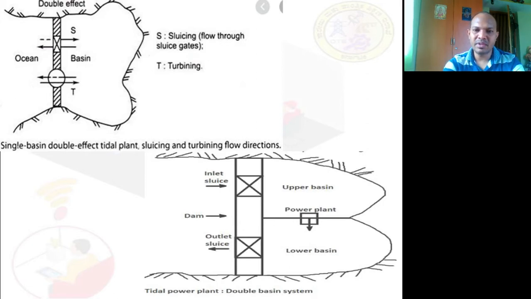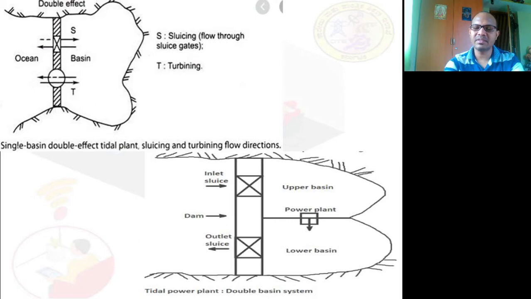During this, the water flowing with potential energy also carries some pressure, and the potential energy will be converted into the kinetic energy of the water, which will then be used to run the generators that produce electrical energy. Then during the low tide, the water will be sent back through the outlet of the sluice gate. This is an inlet sluice gate and this is the outlet sluice gate.